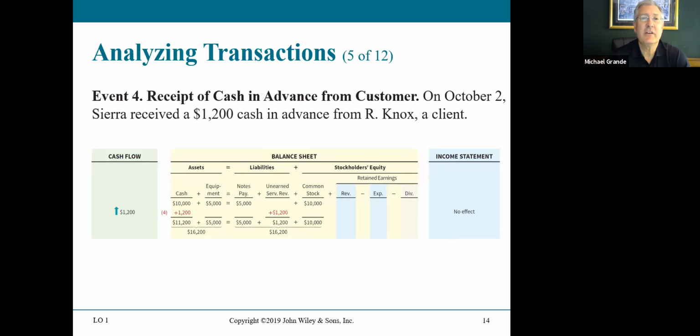Receipt of cash in advance from a customer. On October 2nd, Sierra received $1,200 cash in advance from Arnox, a client. Well, cash in advance means they were paid up front for services to be performed. So they received cash. Cash goes up on the left-hand side of the equation by $1,200. On the right-hand side, they have an obligation to perform. It's a liability. Increase of $1,200. Again, the equation is in balance.